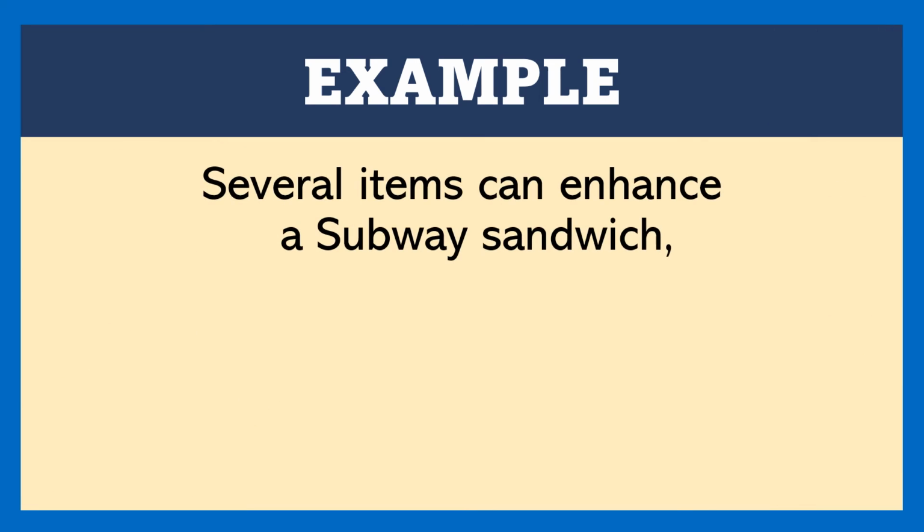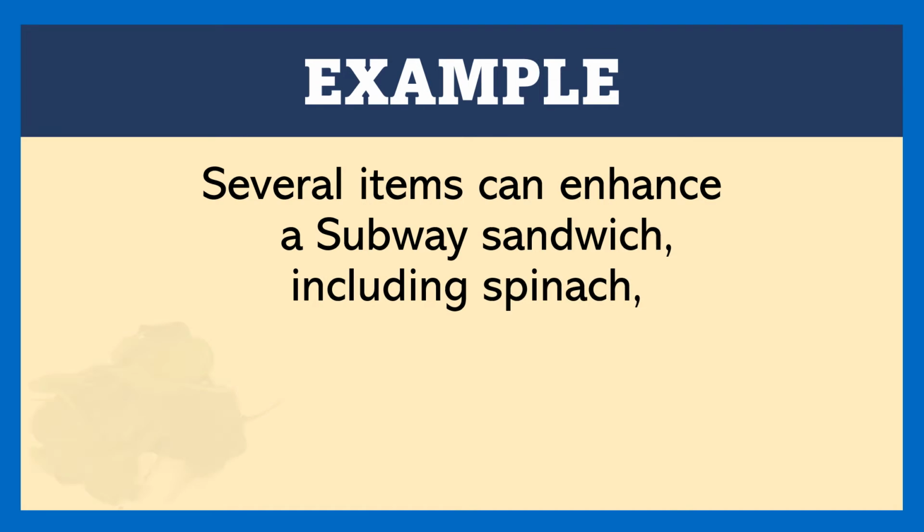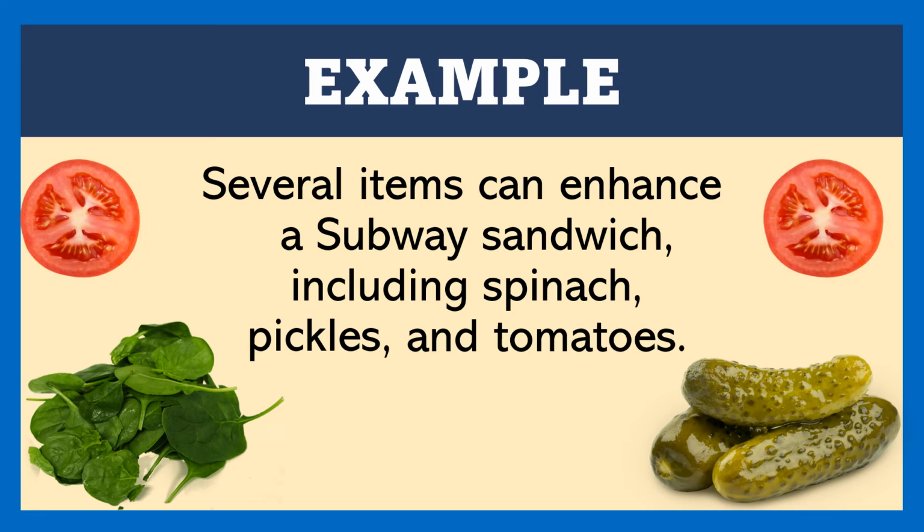Here, we begin by saying several items can enhance a Subway sandwich. We add a comma and then including spinach, comma, pickles, comma, and tomatoes. In this context, we're able to distinguish where the interjection comes, and it's at the end of the sentence, so there's no need to lead off with an em dash, and the reader is very clear also as to what the main clause of the sentence is.